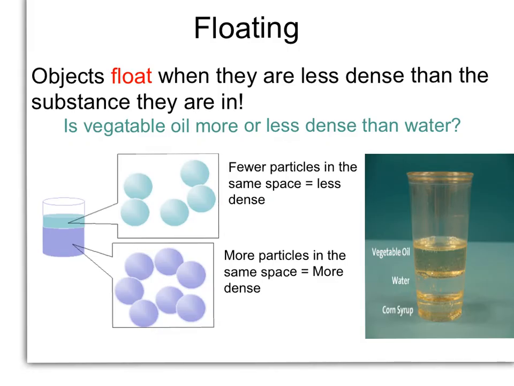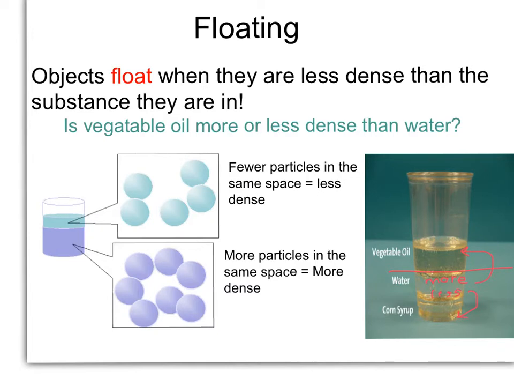An object floating in another substance signals that the object is less dense than that substance. If we take a look at the example to the right, you will notice that vegetable oil is sitting on top of water. So we would say that water is more dense than vegetable oil. However, if we're comparing water to corn syrup, we would then say that water is less dense than corn syrup because it's floating on top of the corn syrup.